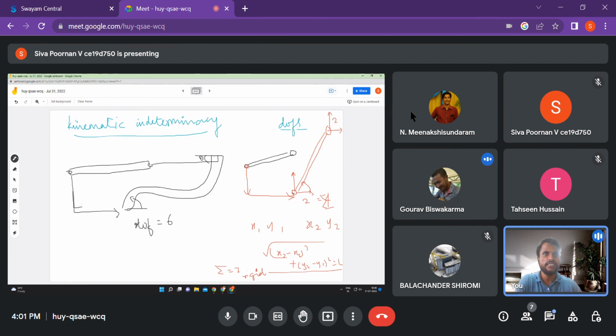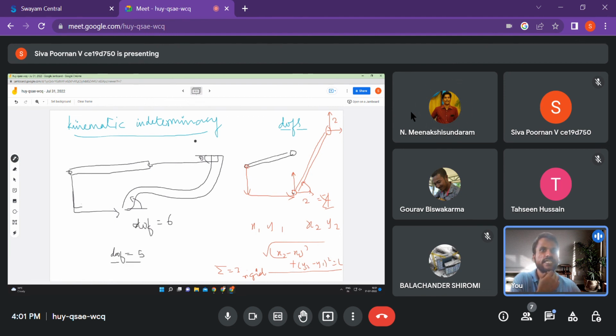So there will be 3 plus 3, 6 degrees of freedom, right? And similarly here again, if you take it to be axially rigid, let's say the length is going to be constant, then how many degrees of freedom? 5, because we are just eliminating one constraint, so it is going to be 5. So that's what it is about the degrees of freedom.